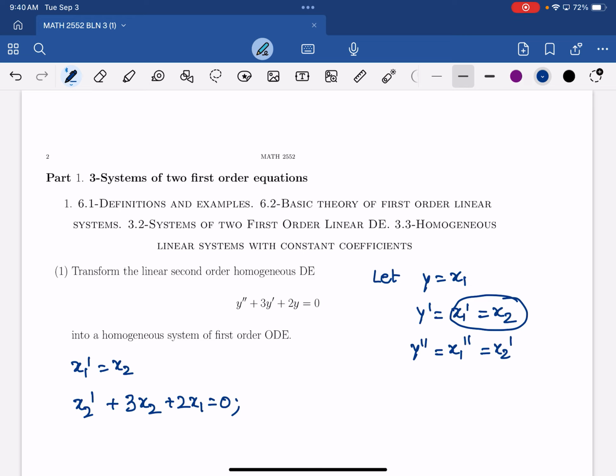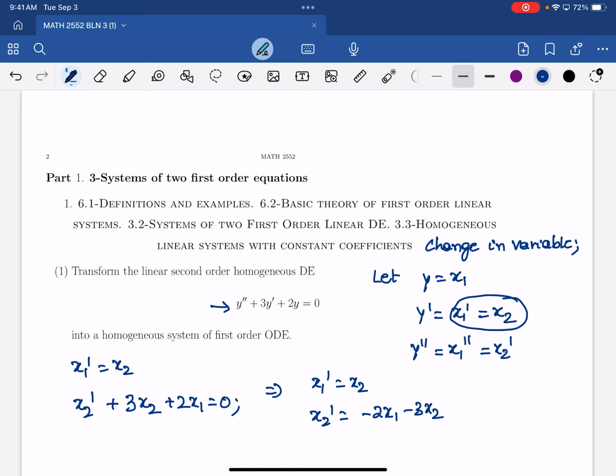So you see, what am I gaining by writing this? I'm getting x1 prime is going to be x2, x2 prime is going to be negative 2x1, negative 3x2. So you see, I started with a second order homogeneous linear differential equation. I made a change in variable. Okay, this is a change in variable. And because of the change in variable, I transformed my second order into a system of first order.